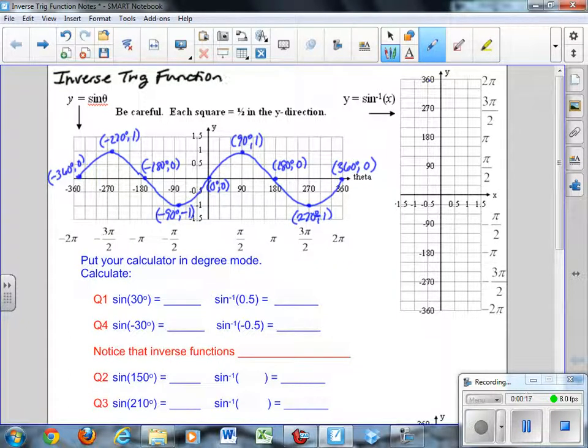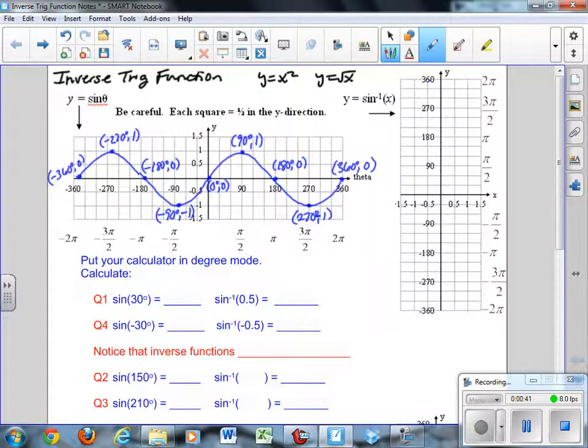An inverse function undoes a function. In other words, if I put in x and get out y in a function, the inverse function allows me to put in the y value, the output value, and get back to the input value. For example, an inverse function would be if I have y equals x squared and y equals the square root of x.